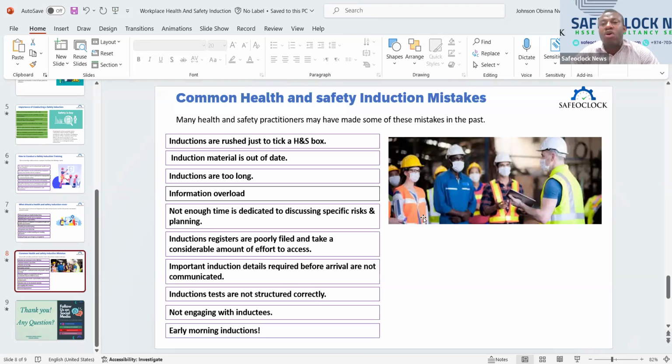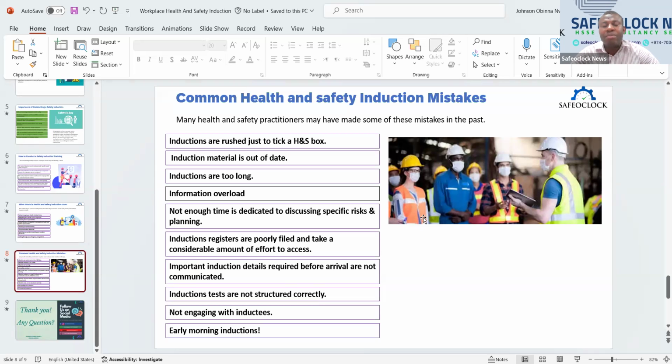You just allow them to come to site, or maybe you believe that they should know. No, this is not the right way. You should communicate to them beforehand, listing all the items that they need to have while coming to site for safety induction.